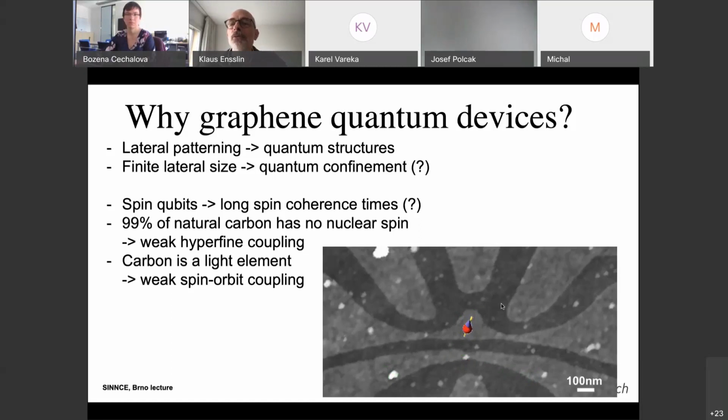And let me remind you why this is interesting to investigate. We want to build spin qubits. That means we want to isolate individual spins or maybe pairs of spins. And doing that in carbon is a good idea because 99% of naturally abundant carbon is carbon-12, and that has no nuclear spin. So you have very weak hyperfine coupling. The next thing is that carbon is a very light element, which means that the spin-orbit interaction is weak. And that's another reason why one expects long spin coherence times. These are all theoretical expectations that have not been verified by experiment yet.